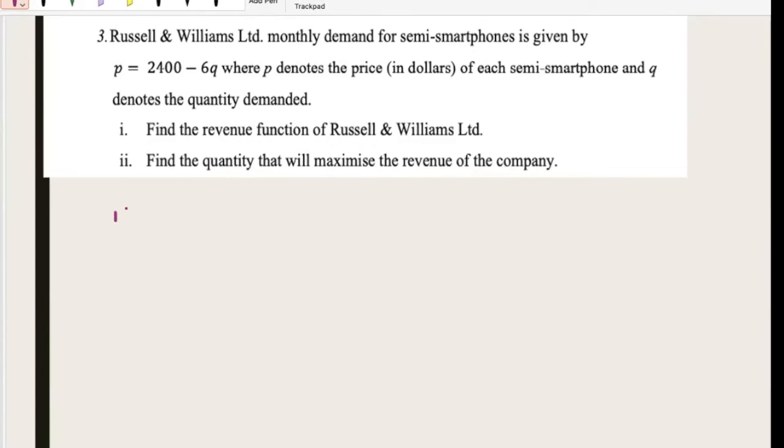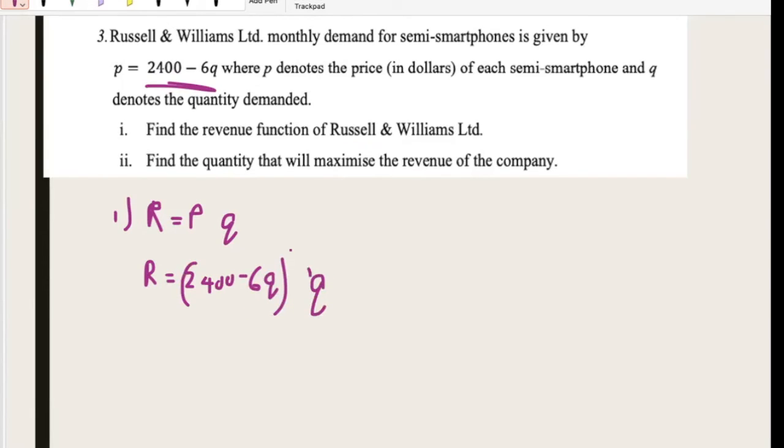So revenue is equal to price times quantity. And this is our price function. So revenue is equal to 2,400 minus 6Q times quantity, which is Q. So multiply these two. We'll have 2,400Q minus 6Q squared. So that's the revenue function.